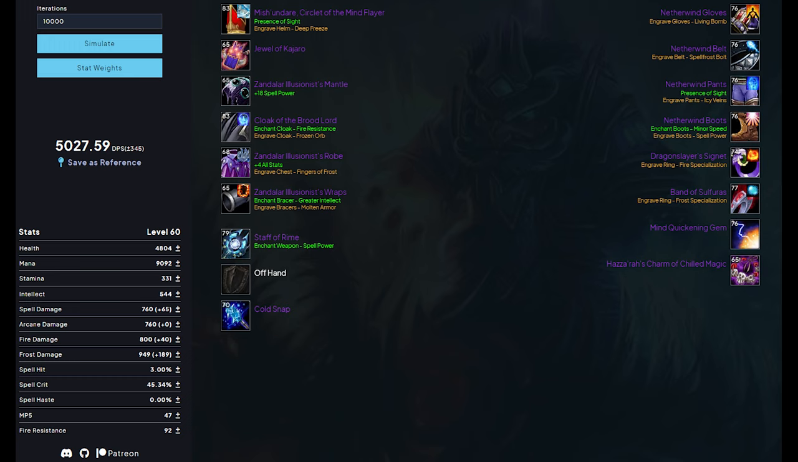It is a very easy rotation. You're really just spamming Spell Frost Bolt the entire time and using your Deep Freeze, Frozen Orb, and Icy Veins when they are off cooldown.